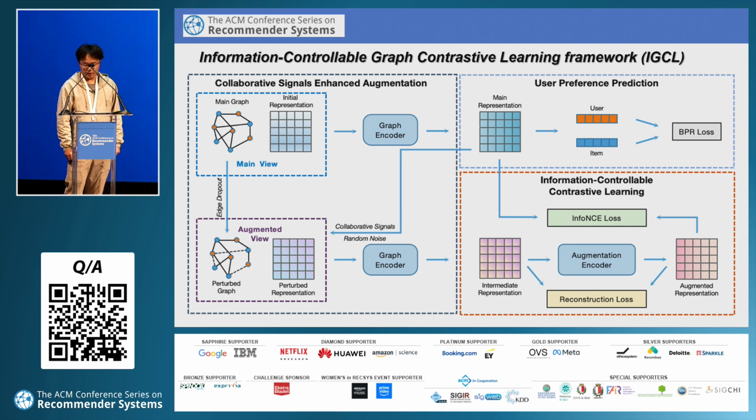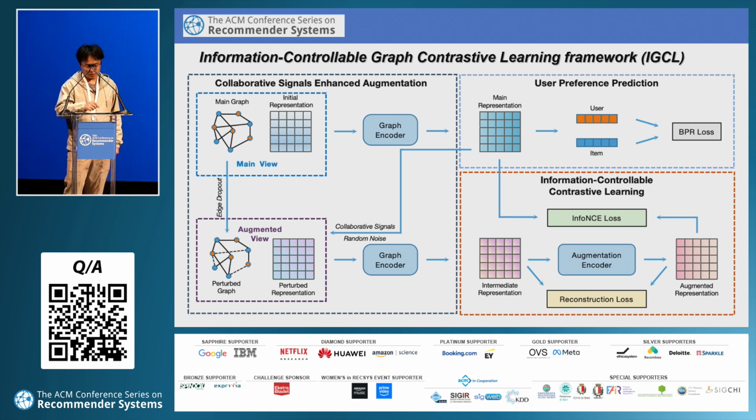This loss function is designed to ensure that the representations of positive pairs do not become overly similar, thus preserving diversity. At the same time, the IGCL module introduces an augmentation encoder that learns to optimize the shared representation characteristics dynamically, making the contrastive process more adapted to the recommendation task.